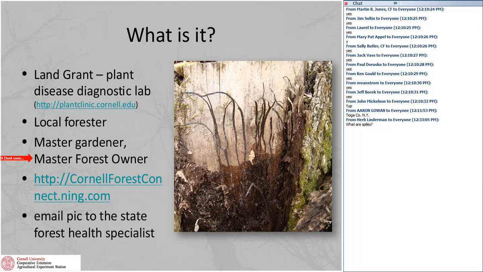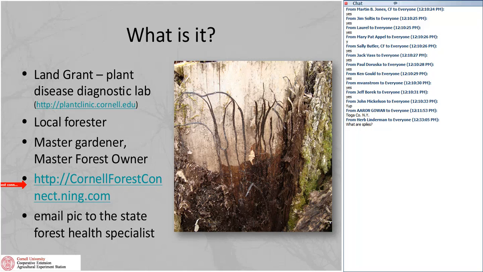We have a website, cornellforestconnect.ning.com. This is a social media site, and you can go there and post pictures and ask questions. This is a great utility of this site. If you have something you can't identify, take a couple of high quality pictures, leave the blurry ones in your computer trash can, and send some high quality pictures to the Ning site. There are a couple hundred people on that, and you have the option to pick a lot of brains in a pretty easy fashion.